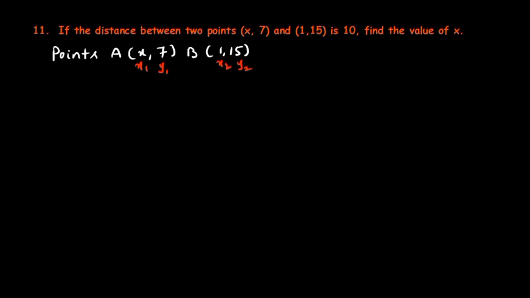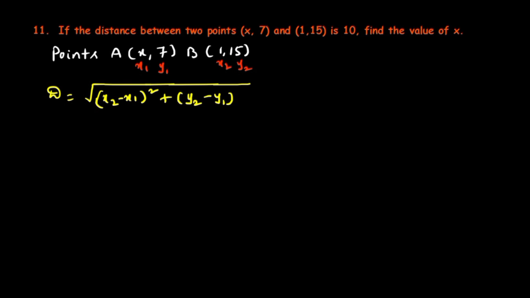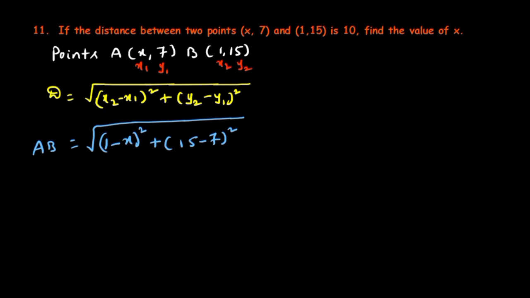Now the distance formula is d for distance: the square root of (x2 minus x1) whole square plus (y2 minus y1) whole square. So that is the root of (1 minus x) whole square plus (15 minus 7) whole square. Don't forget this is the AB distance, and the AB distance is already given as 10, so I take that equal to 10.